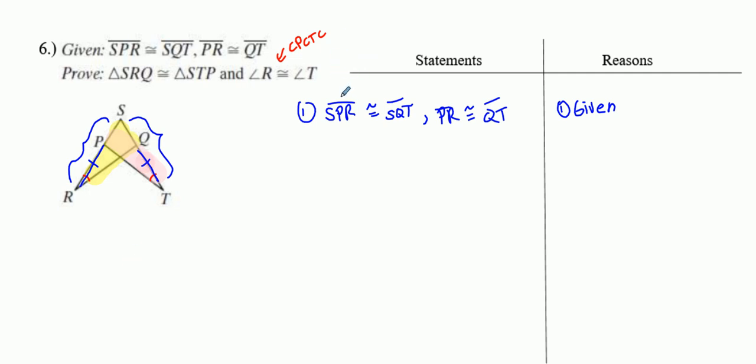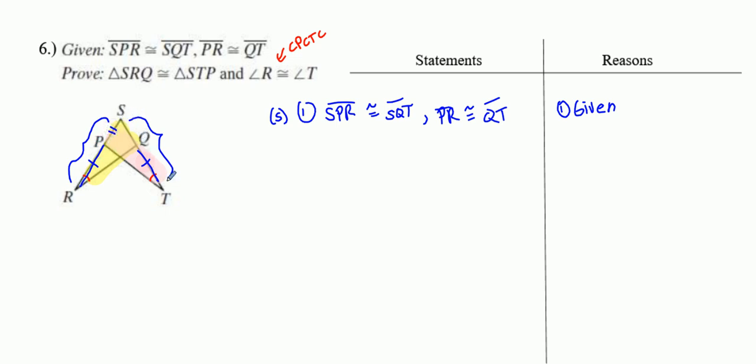So when I look at the given, SPR and SQT is a pair of sides in the yellow and the pink overlapping triangles, but PR and QT are sides of these smaller triangles, not the larger overlapping triangles. So since we're given the whole side SR and ST are congruent, and we're given that part of those sides are congruent, PR and QT, if we were to take away PR from SR, we'd be left with SP, which is the side of this pink triangle.